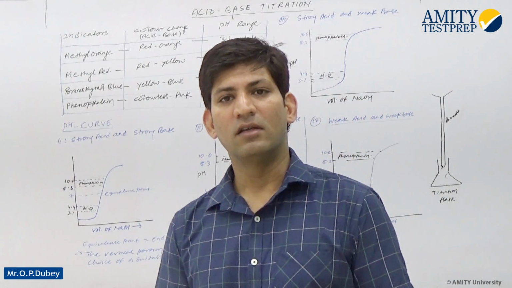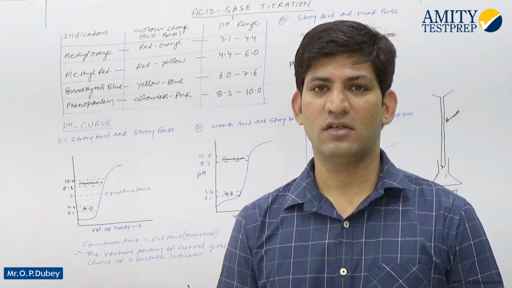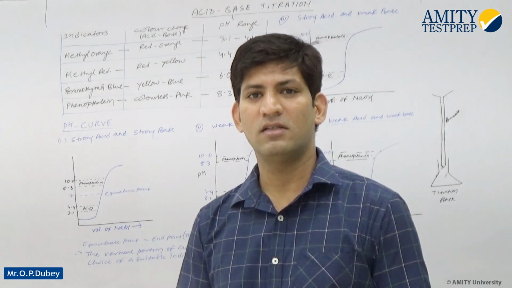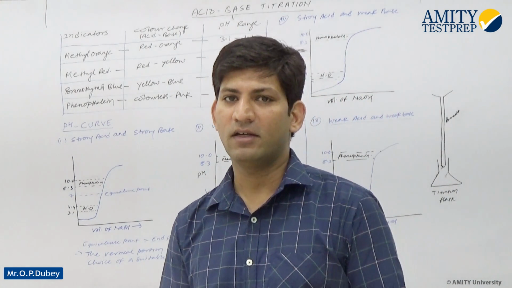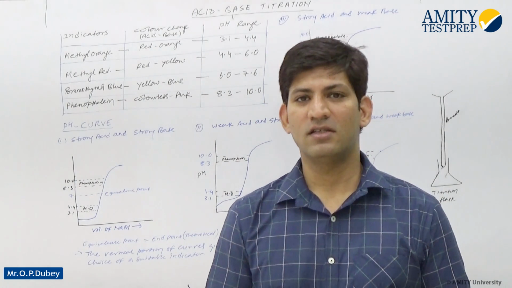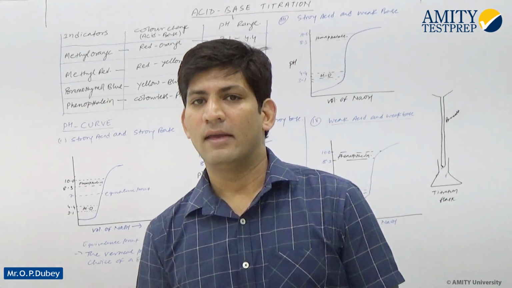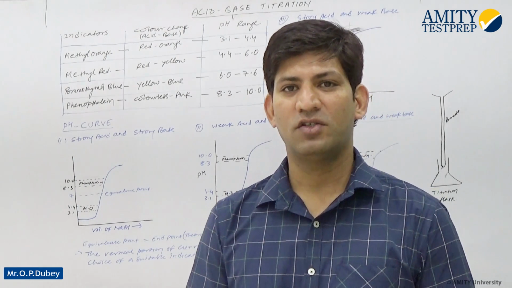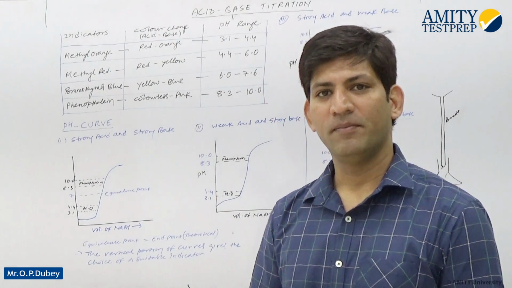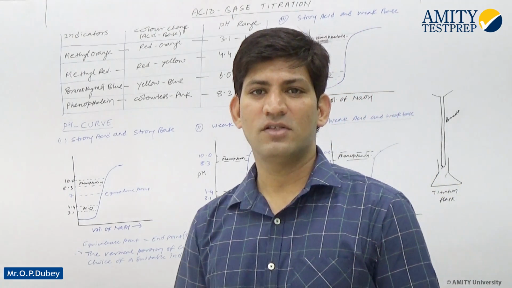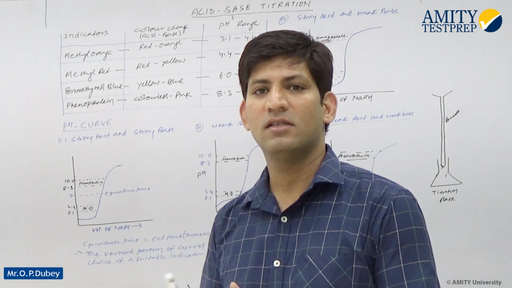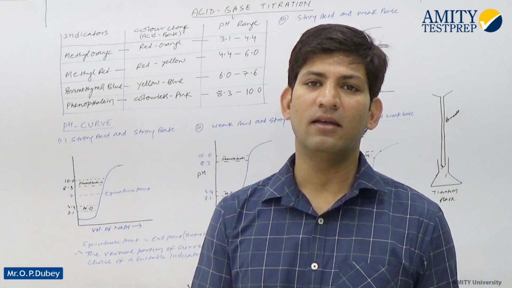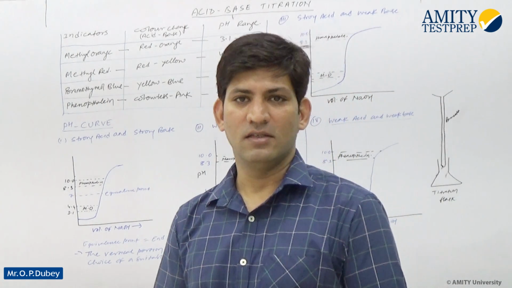The indicators are used during the titration to know the equivalence point or the end point of the titration. End point of titration is actually the theoretical equivalence point of the titration. Equivalence point of titration is the point at which the acid completely neutralizes with the base or the base completely neutralizes with the acid.